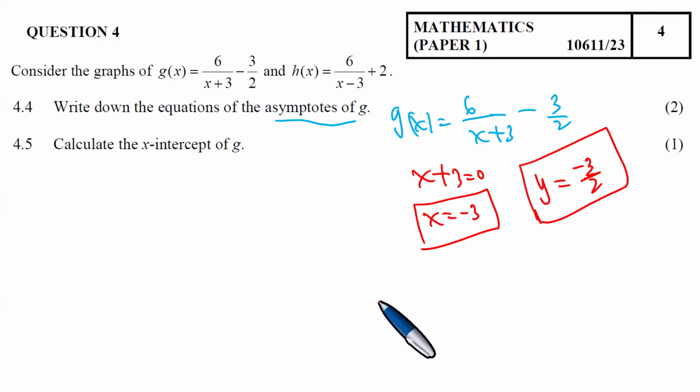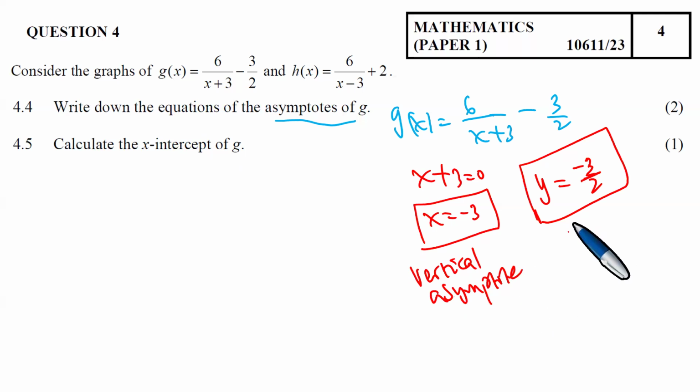Okay, fine. So now what are the asymptotes? This one is called the vertical asymptote. And this one is called the horizontal asymptote. It's called what? The horizontal asymptote.